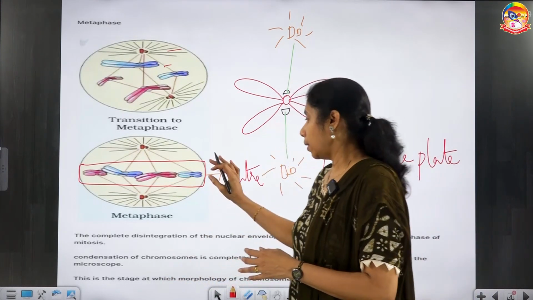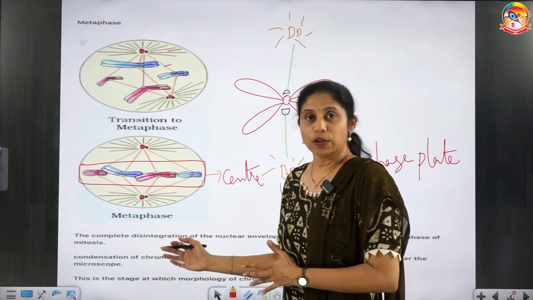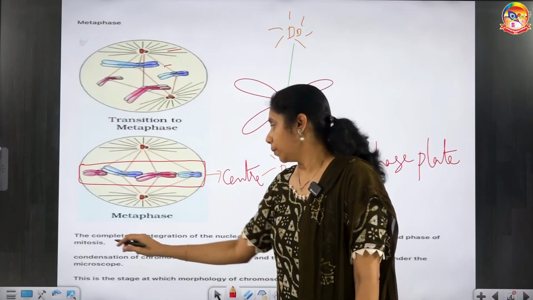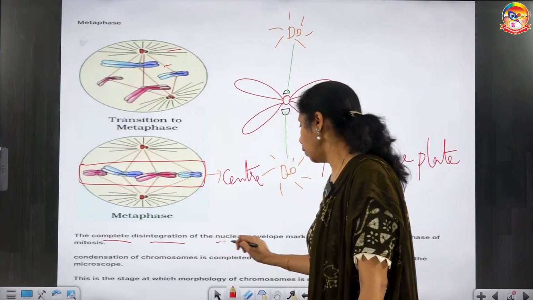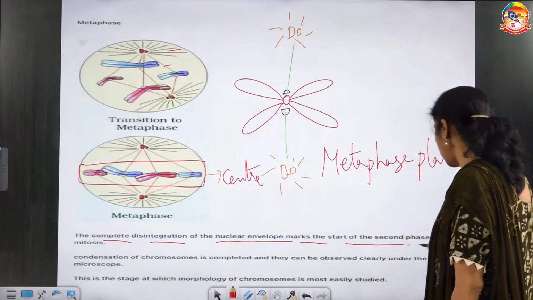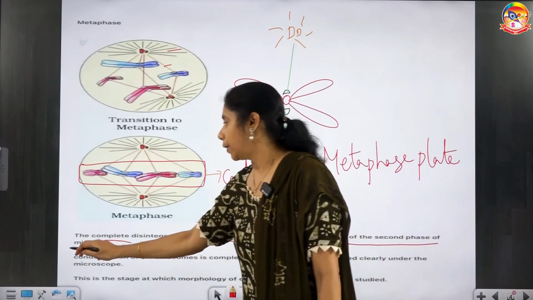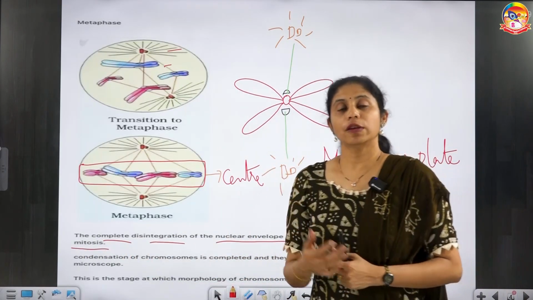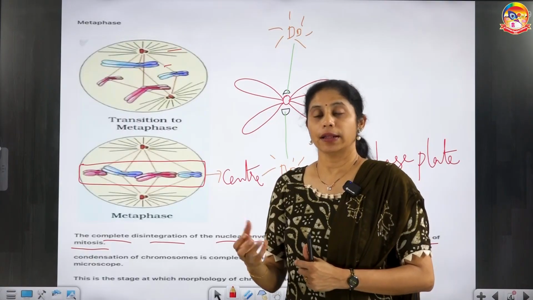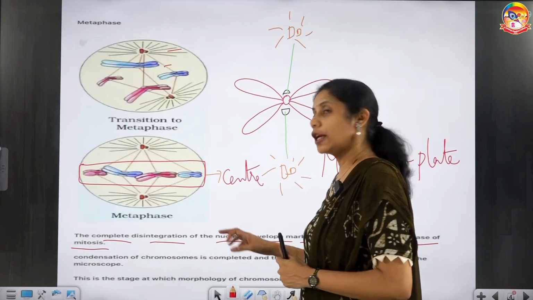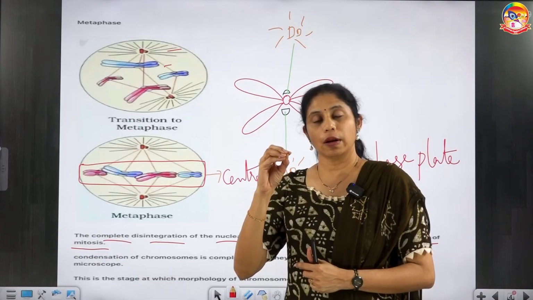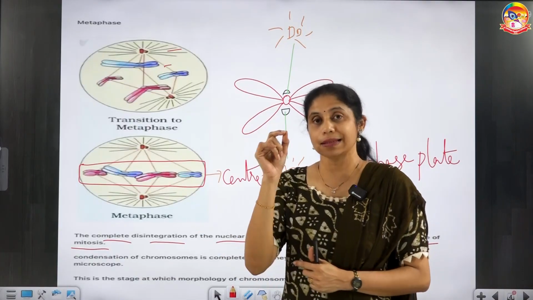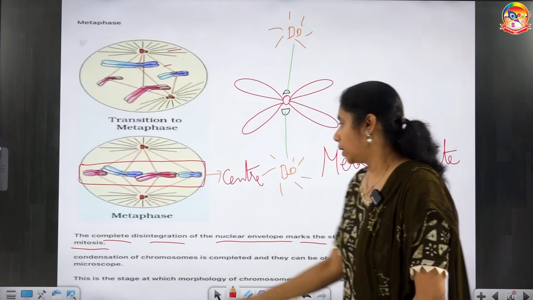Then let us see the events that are going to happen in the metaphase. The complete disintegration of the nuclear envelope marks the start of the second phase of mitosis. The beginning of the metaphase is indicated by the complete disintegration of the nuclear envelope. The nuclear envelope is completely disintegrated. That is the beginning of the metaphase.